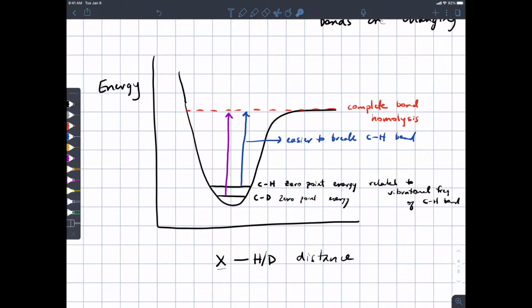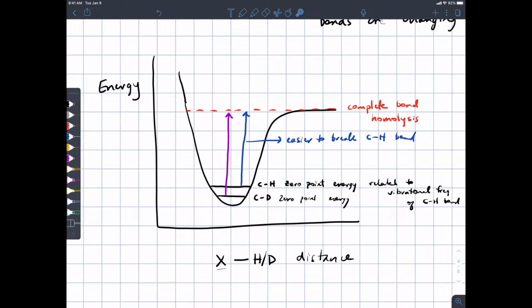Now, we're imagining a reaction in which this will make the biggest difference if the reaction involves breaking of the bond between X and hydrogen versus deuterium. And we're imagining that these blue and purple lines respectively represent the activation energy for the reaction, right? That is, in order to break the bond, you've got to go from here to here. That makes the assumption that the transition state basically involves complete bond homolysis, bond breakage. That's not always the case.